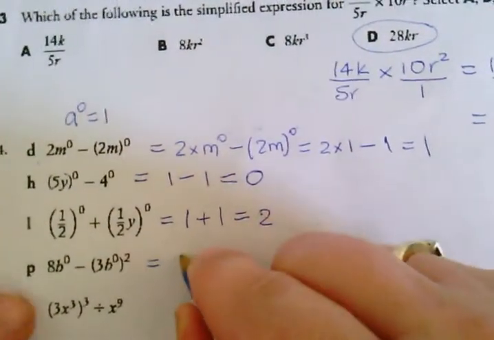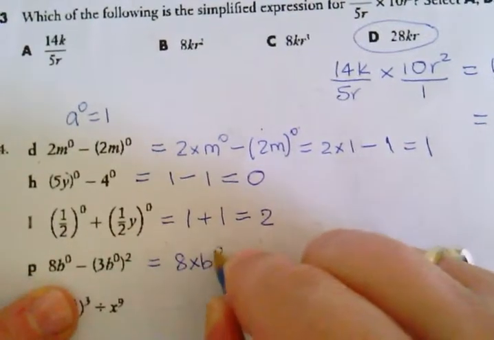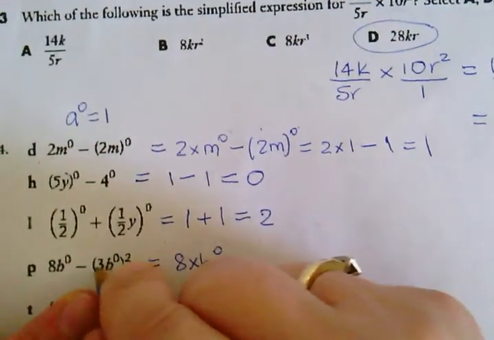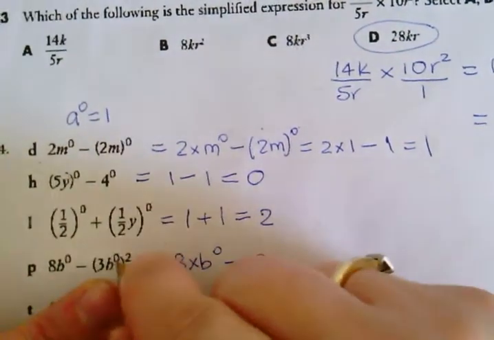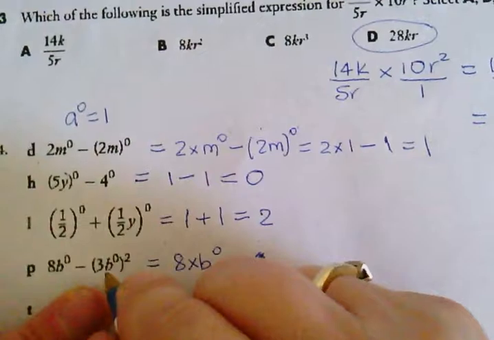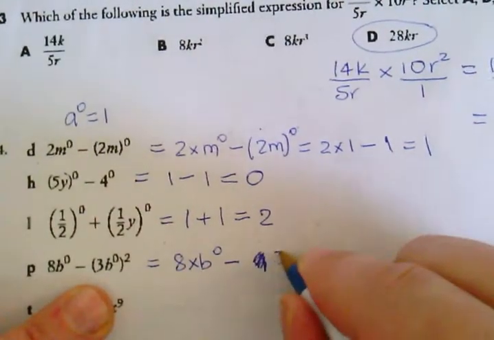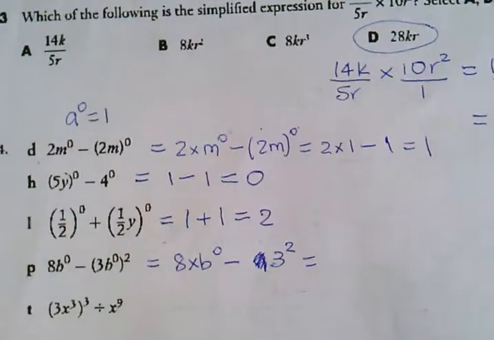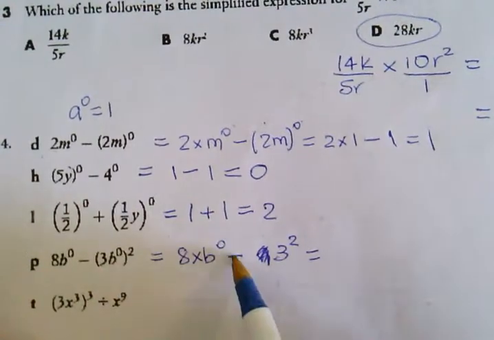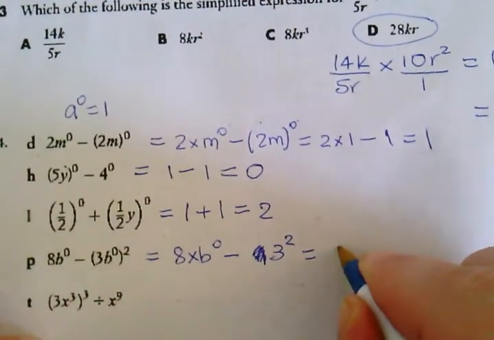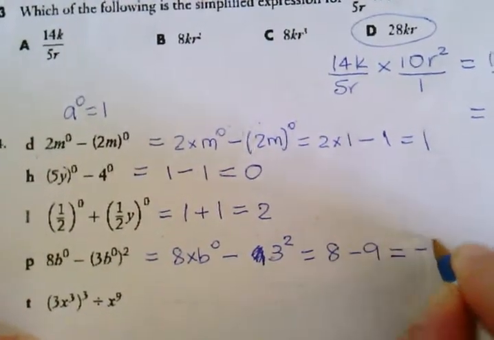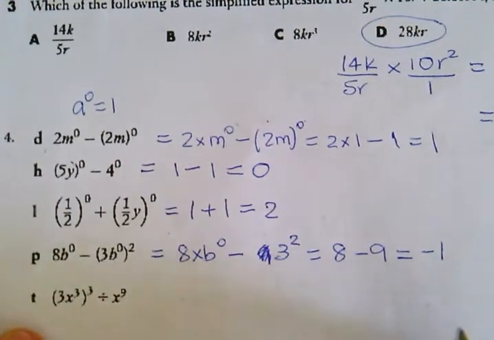This one here, again, got to be careful. This is 8 times b to the power of 0 minus, now this is 3b to the power of 0 squared. Before I do that, I'm just going to work out what 3b to the 0 is. That's 3 times 1, so that's minus 3 squared. That's probably the easiest way to do it, because 3b to the power of 0 is 3 times 1, which is just 3. So it becomes minus 3 squared. Now 8 times b to the power of 0 is 8 times 1, which is 8, minus 3 squared is 9. So 8 minus 9 is negative 1. It's a tricky one, that one.